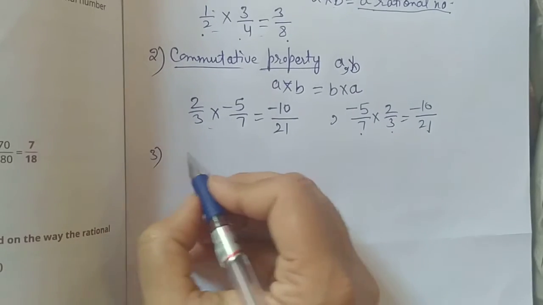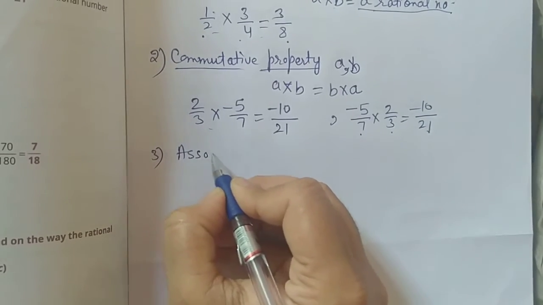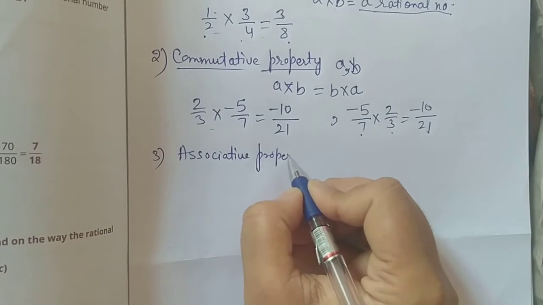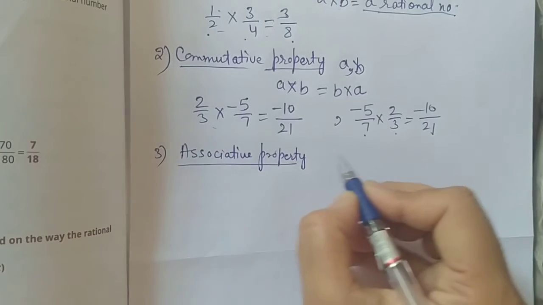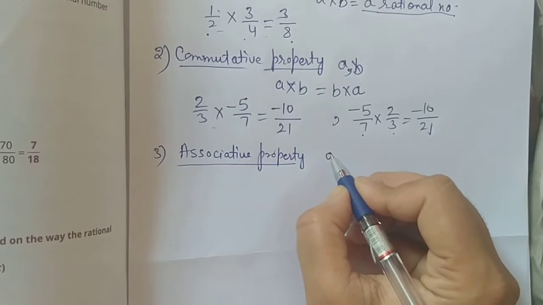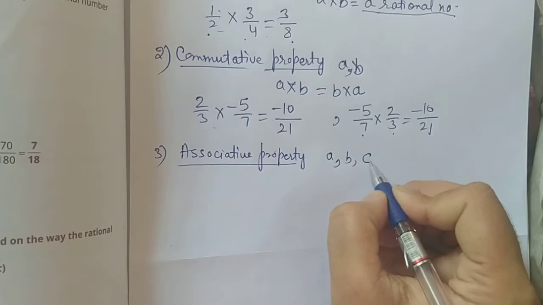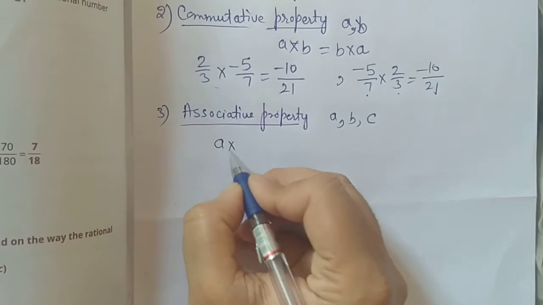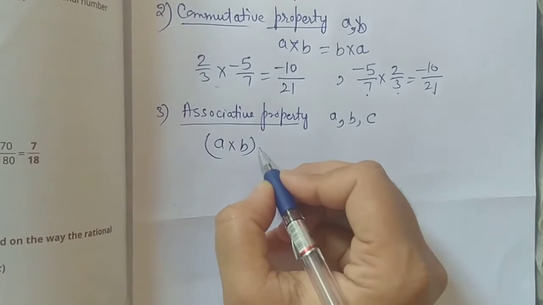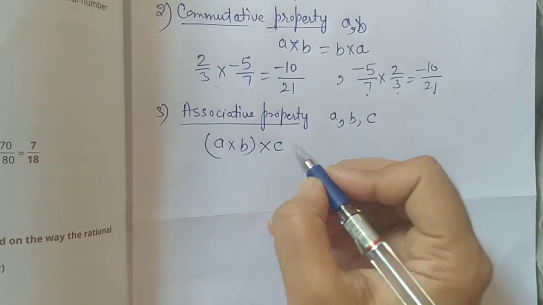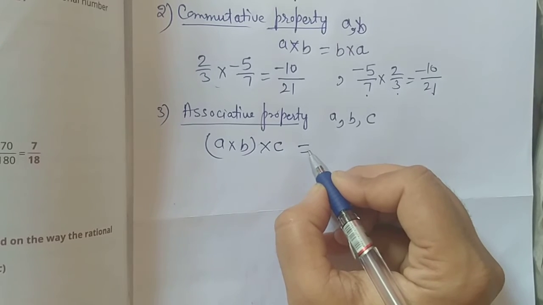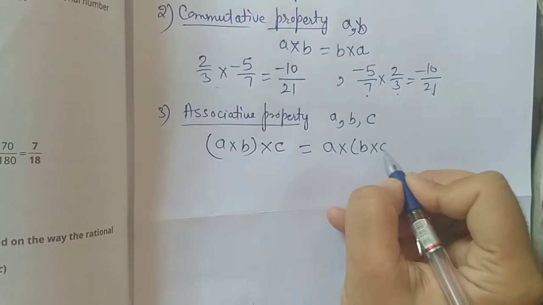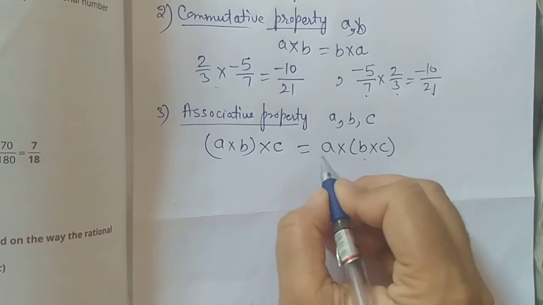Third property is associative property. In this property, same like addition, we will have three rational numbers like a, b and c. If we multiply a with b, then multiply the answer by c, it will give you the same answer as when we multiply b with c first, then by a.